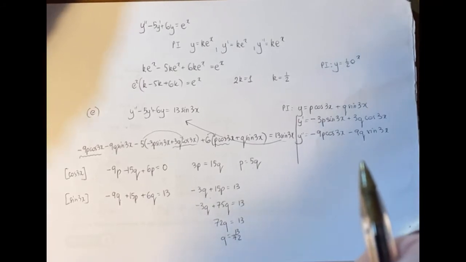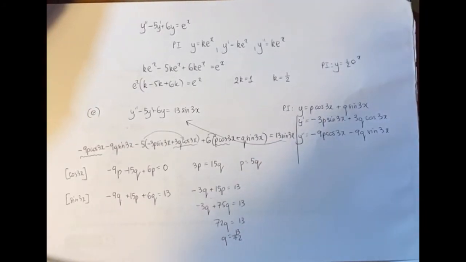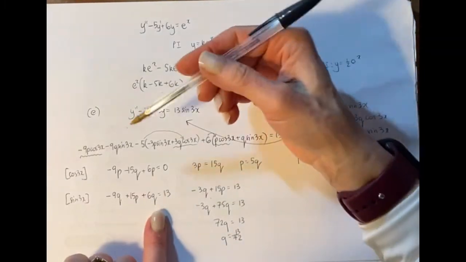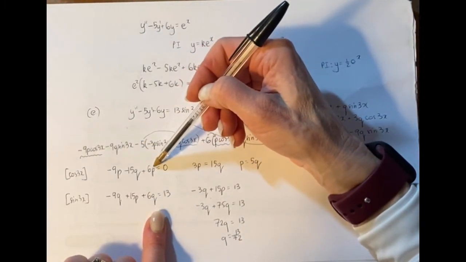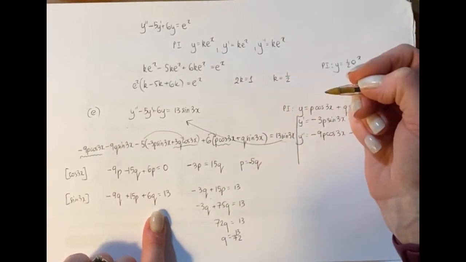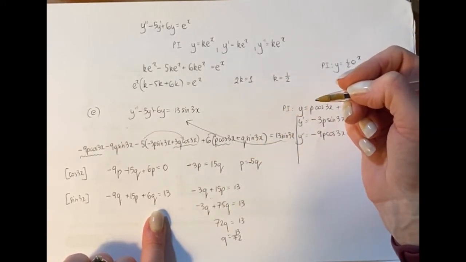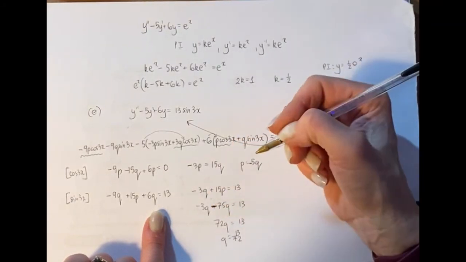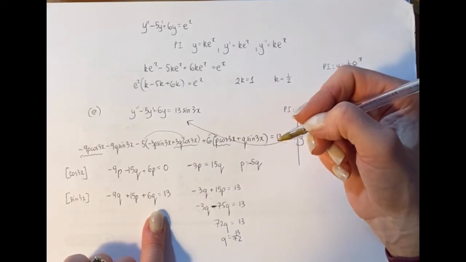Let me just put the top one. -9 minus 15 plus 6. Okay, that's all correct. So let me just double check this one. 15. Oh, okay, so that was minus. Maybe that's where I made a mistake. So that minus is equal to 15, so that's minus 5. So that should be minus, and that gives me 70.